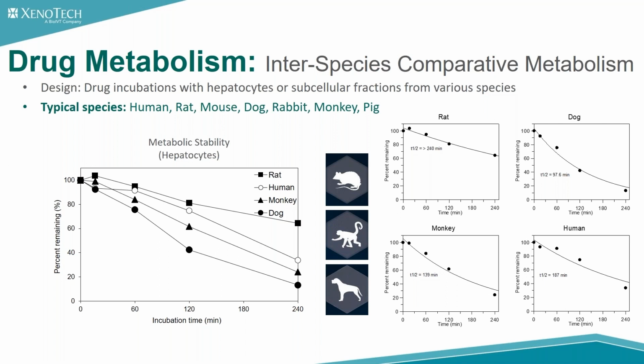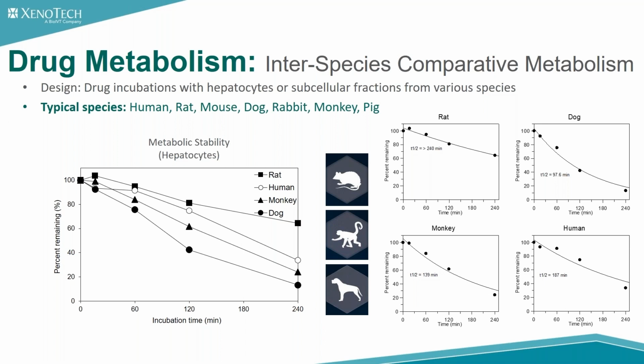So these are just some example data from an interspecies comparative metabolism study. All these plots are set up the same with the percent of drug remaining on the y-axis, plotted as a function of time on the x-axis. And here we have rat, dog, monkey, and human. So the metabolic stability or intrinsic clearance is measured in human and other species. And in this example, it's incubated in hepatocytes from these various non-clinical tox species, and the clearance is compared. So you can see here that out of all these, the monkey is most similar to human, while dog has a faster clearance and rat has much slower clearance.